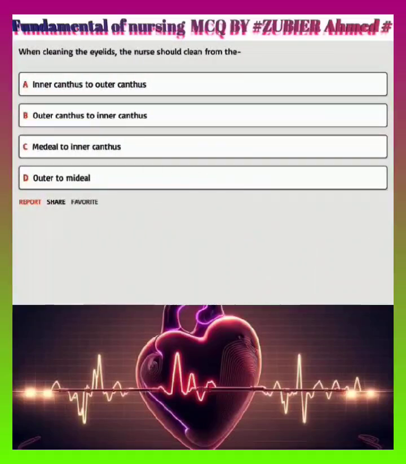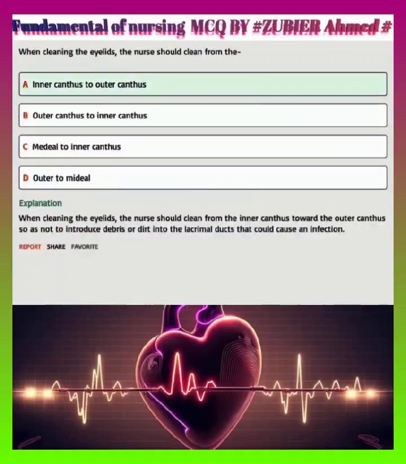When cleaning the eyelids, the nurse should clean from the A. Inner canthus to outer canthus. B. Outer canthus to inner canthus. C. Medial to inner canthus. D. Outer to medial. Correct answer: When cleaning the eyelids, the nurse should clean from the inner canthus toward the outer canthus so as not to introduce debris or dirt into the lacrimal ducts that could cause an infection.